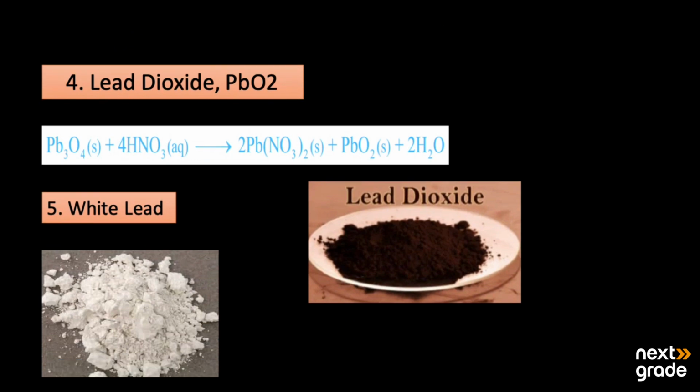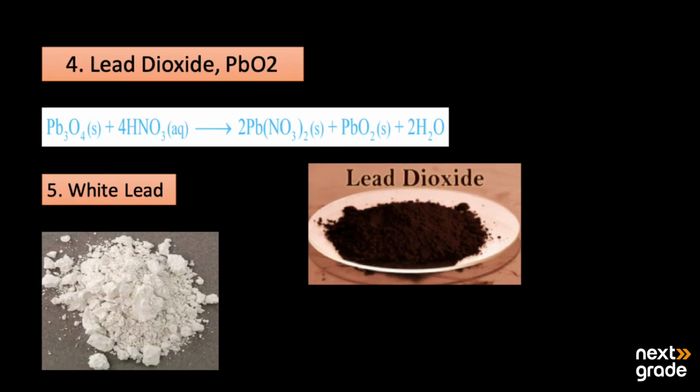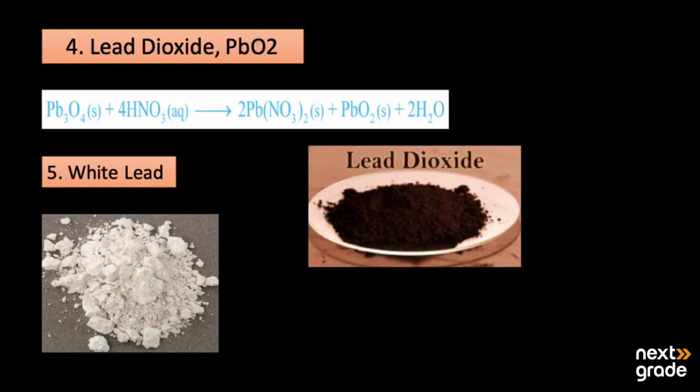Next we have lead dioxide. Its formula is simple, that is PbO2, in which one atom of lead and two atoms of oxygen are present. How can it be prepared? Its preparation method is very easy. When we treat the red lead, Pb3O4, with nitric acid, we gain lead nitrate, and we gain lead dioxide and water. Here, this is the lead dioxide.